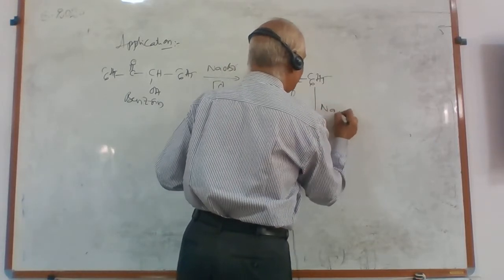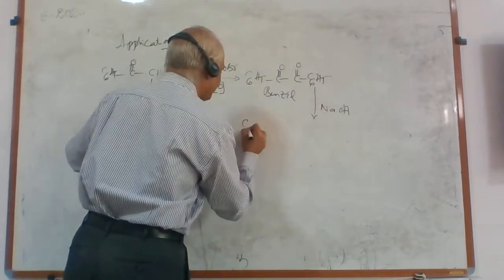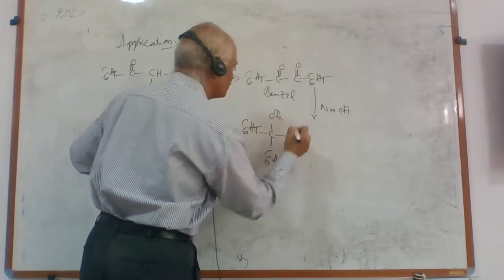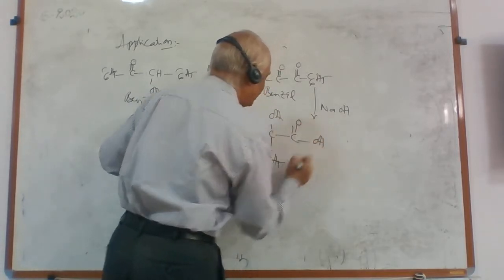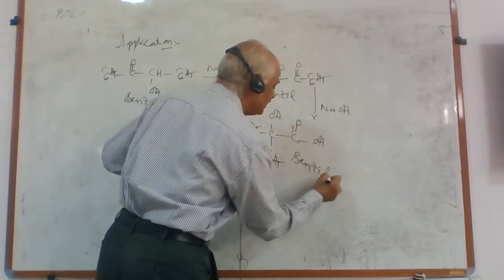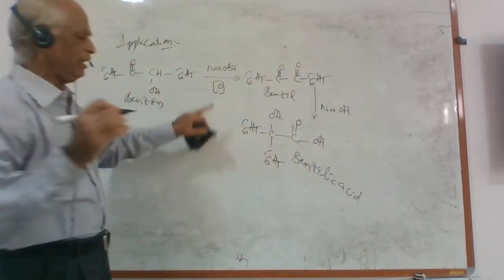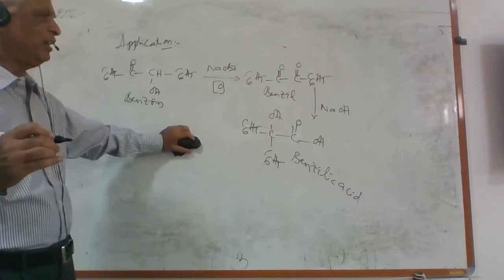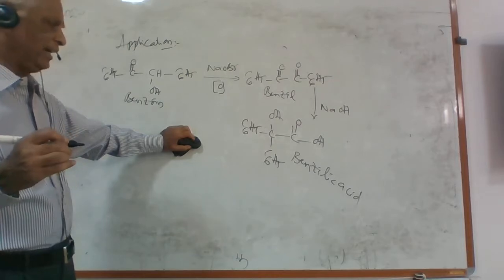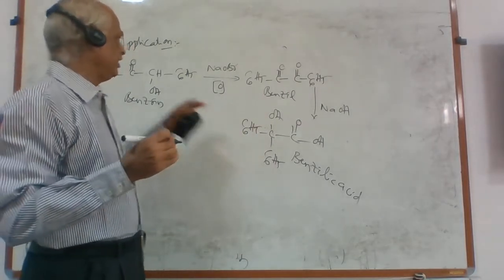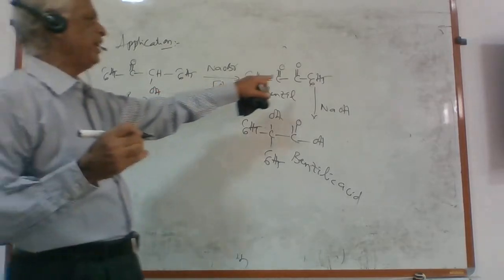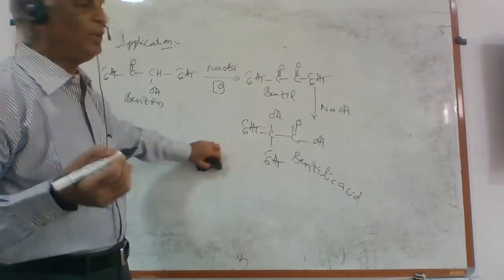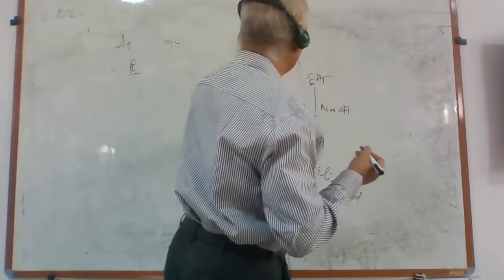This benzil, when treated with sodium hydroxide, gives the compound C6H5-C(OH)-COOH, called benzilic acid. This benzilic acid formation is a rearrangement reaction finding a lot of use in organic synthesis. Let us see the particular mechanism. Here a secondary alcohol has been oxidized to a keto group, everybody knows that. Now the benzil to benzilic acid mechanism. Let us see how the mechanism goes.